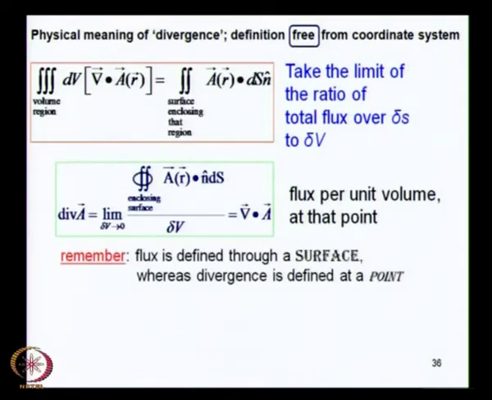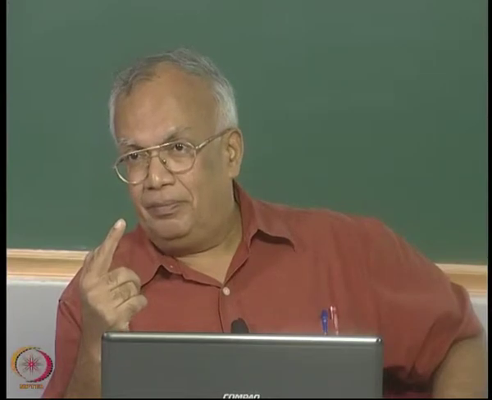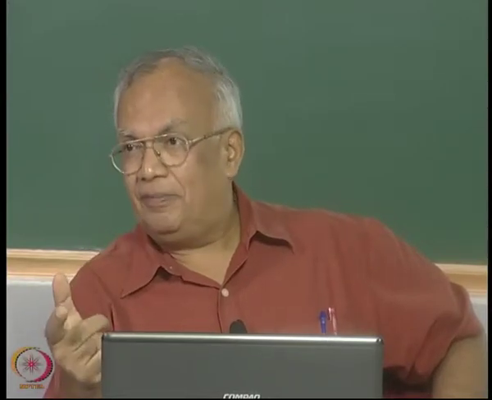Flux must be defined through the surface, no matter how small the surface is, and therefore, the flux is a property not just of one point. So, the flux is not a point function, but the divergence of a vector field is a point function, because you define it in the limit when the volume shrinks to a certain point.